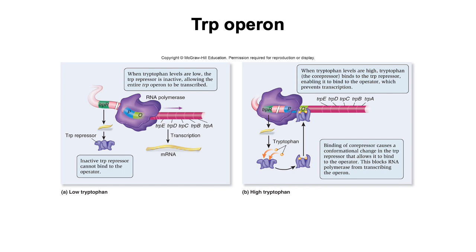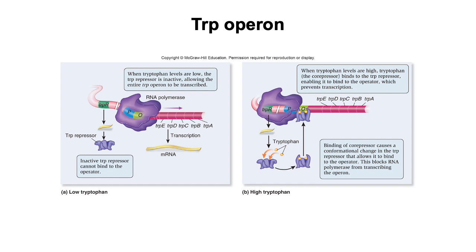So on the panel labeled A here, we have our TRP operon. There's 5 different genes in that operon, TRP E, D, C, B, and A. And all of those enzymes are important for the synthesis of tryptophan. So when they're transcribed into messenger RNA, one messenger RNA ultimately then gets translated into the 5 different enzymes that are important for synthesizing tryptophan.